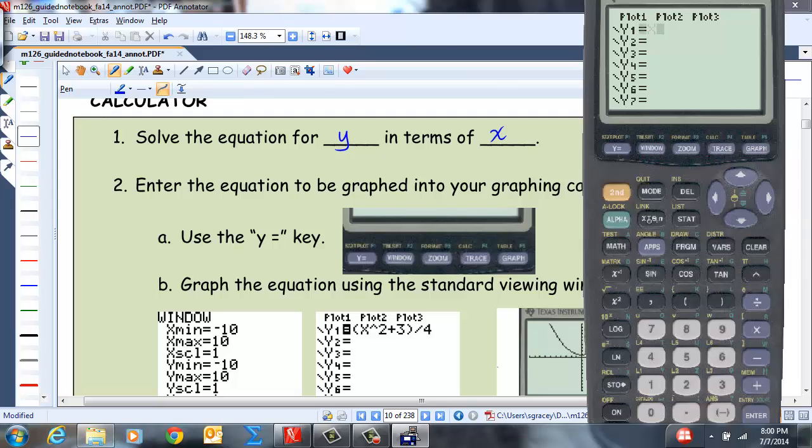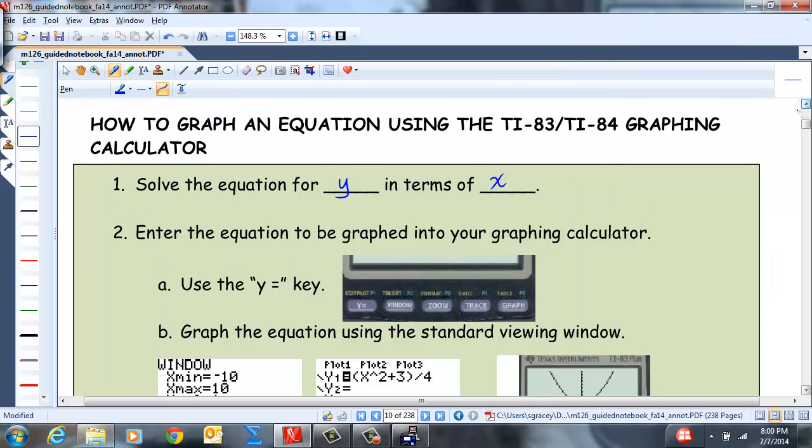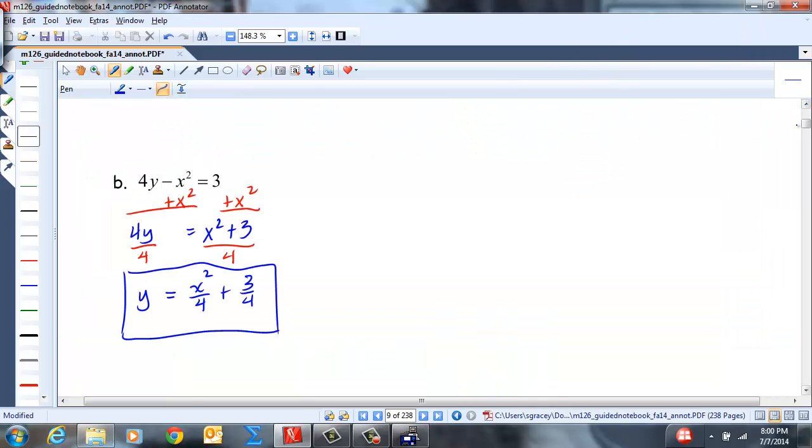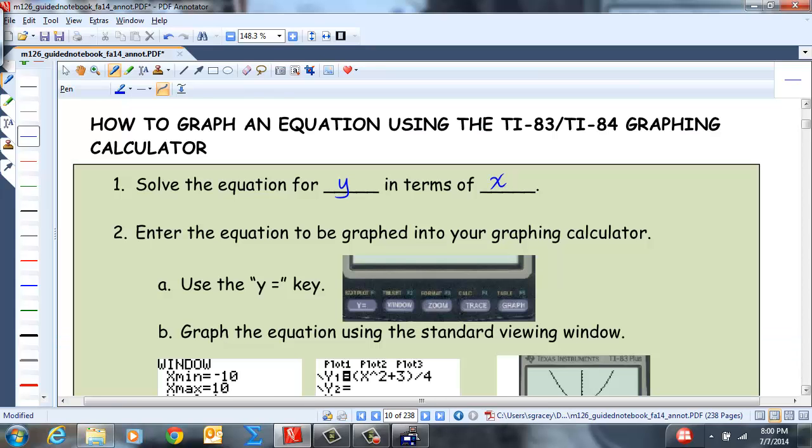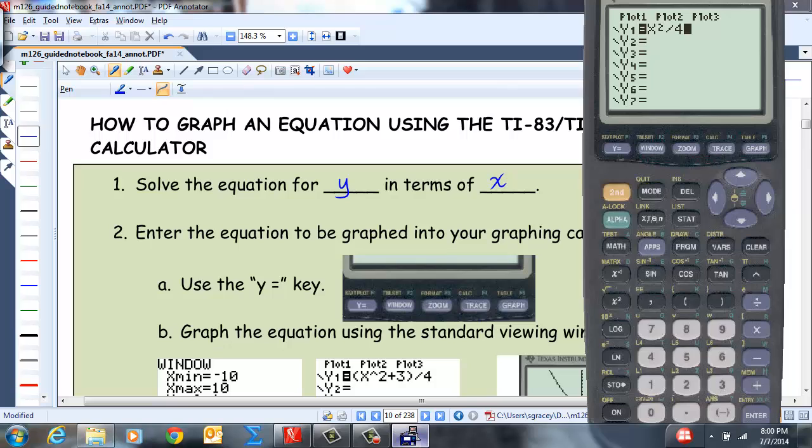So I had written it as x squared, there's a little square key right there, divided by 4. And I believe that was, was it a negative? Let's see what we got. Hang on. It was up here, I think. Yes, it was positive. So positive. And then plus 3 divided by 4, and you'll see we'll get the same graph.